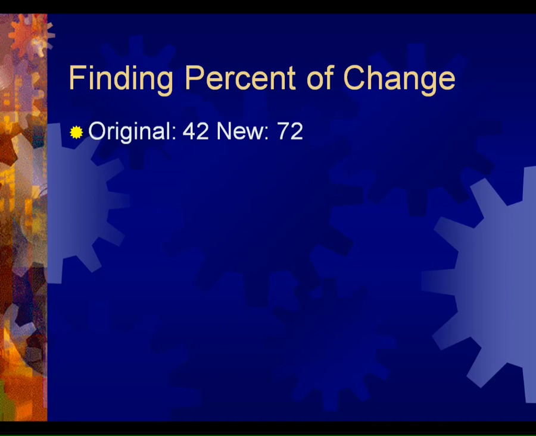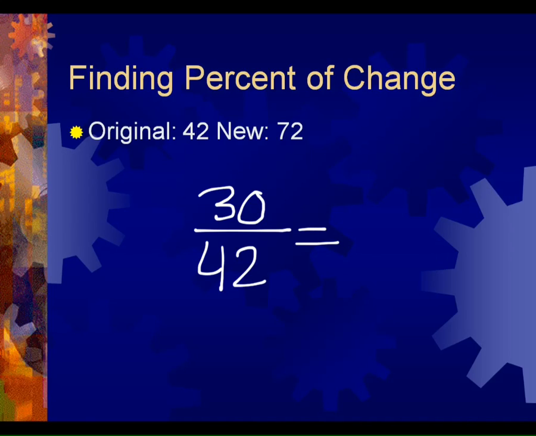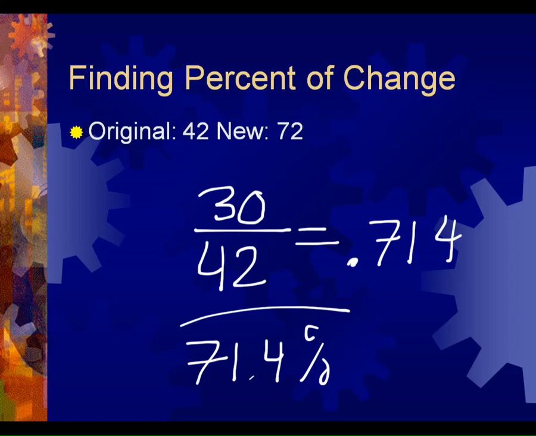Original is 42, new is 72. It's a percent of increase. And to find that percent, I take how much I increased divided by the original amount. 0.714, right? And so on. Again, multiply this by 100 to make it a percent. The percent of increase is 71.4%. Okay, we see how that works?